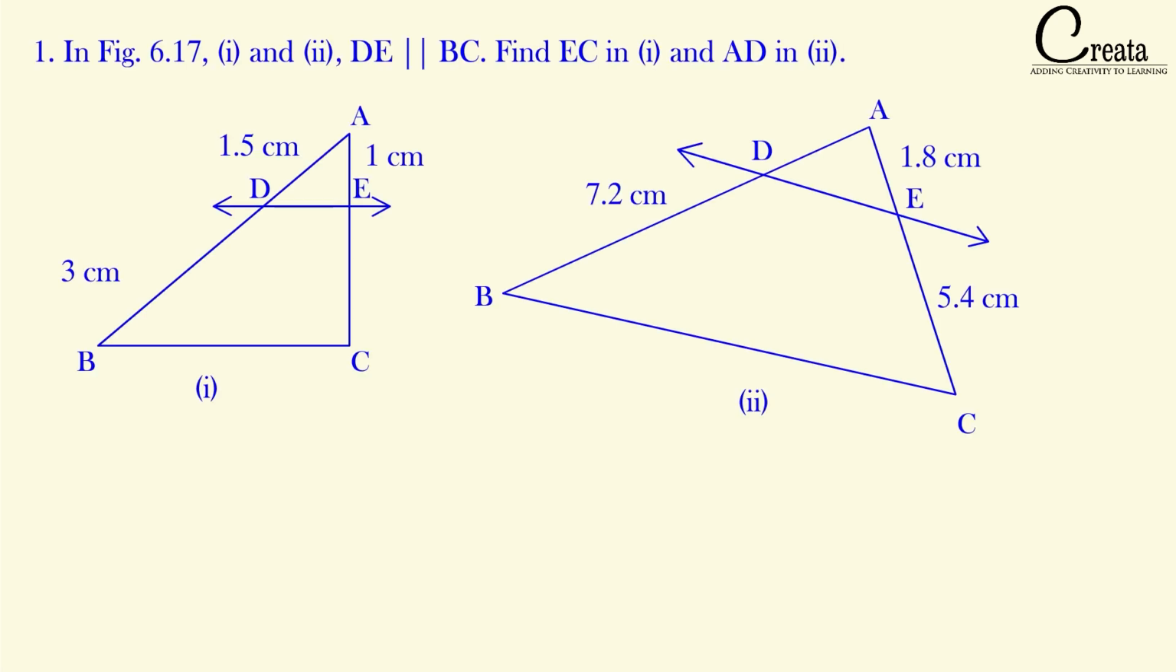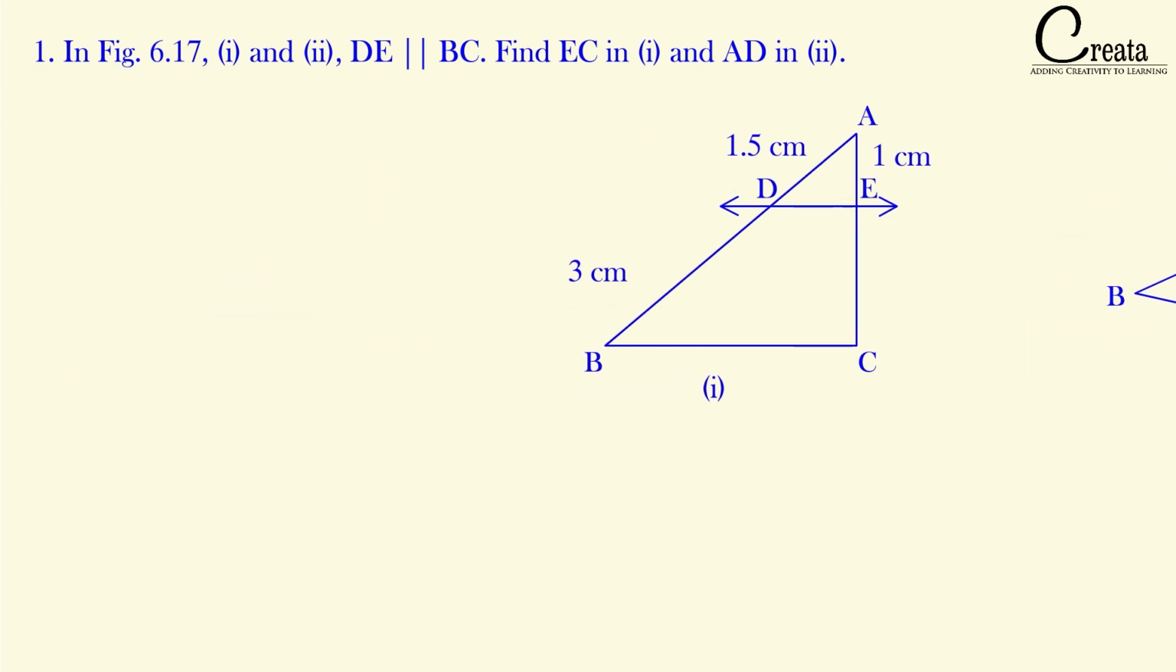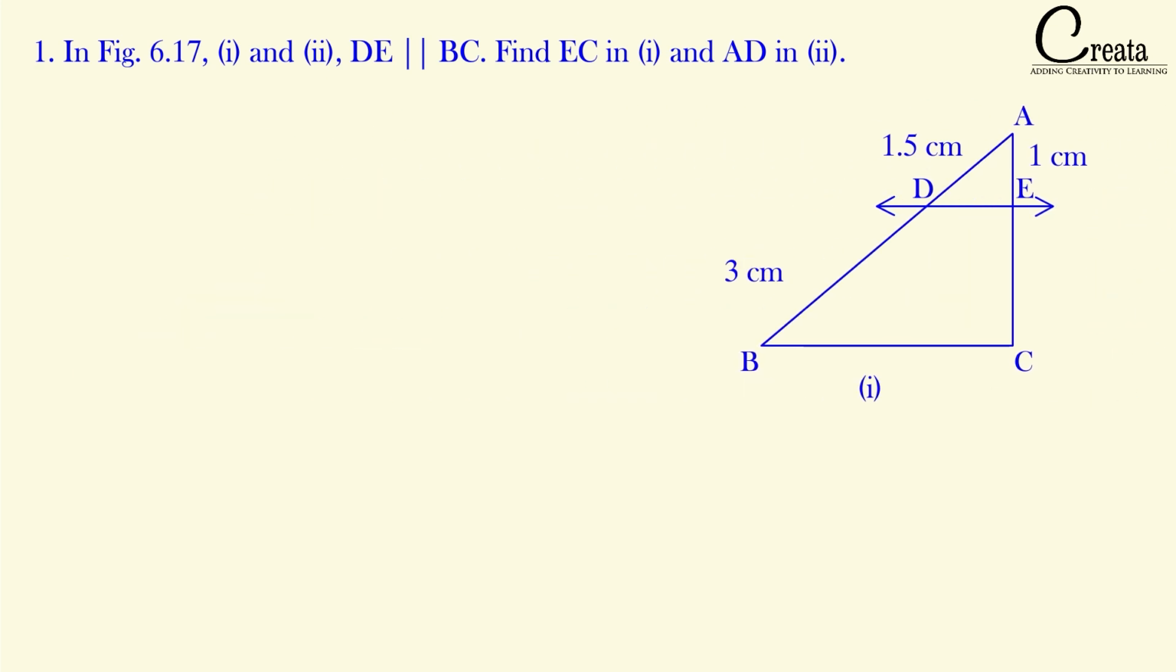Question number 1 is, in figure 6.17, 1 and 2, DE is parallel to BC. Find EC in 1 and AD in 2. Here we are having two parts of this question. Let's take the first part. Firstly, let's observe the figure.